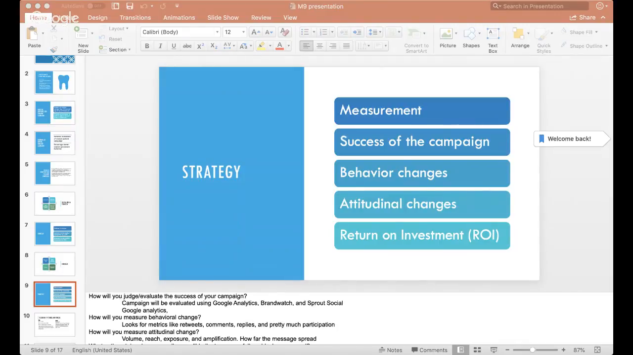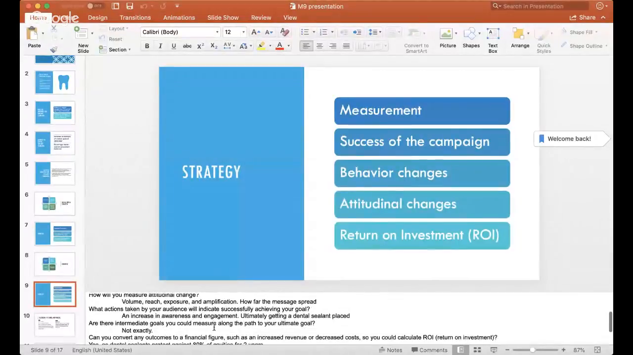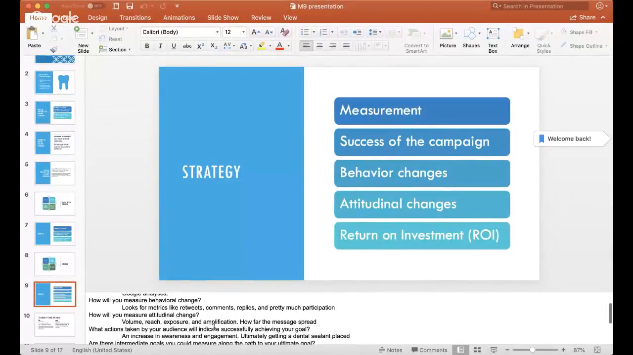So it says how you measure behavior change. We can look at metrics like retweets, comments, replies, likes, and at the end of it, just pretty much talking about participation. How many viewers are actually watching the content and actually doing something about it? And that can be a like, a comment, asking questions. And then another thing is how will you measure attitude change, and that's pretty much volume and how many people it reaches and how much exposure we get and how it amplifies.